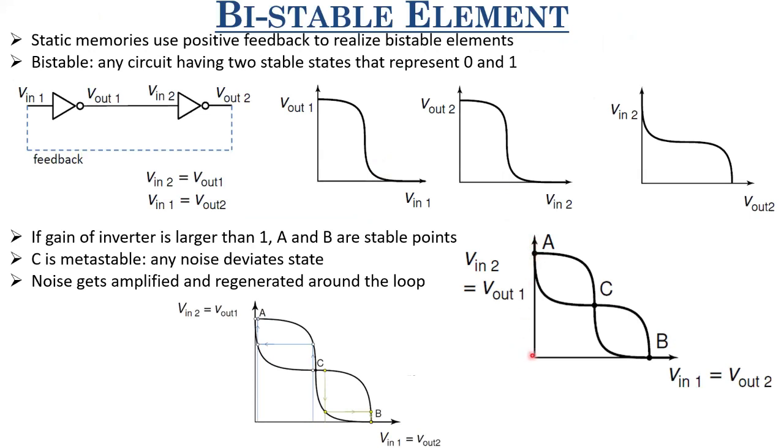Point A means V in 1 is 0. V out 1 is what? V out 1 is 1. V in 1 is 0, V out 1 is 1. V in 2 is 1, and V out 2 is 0.